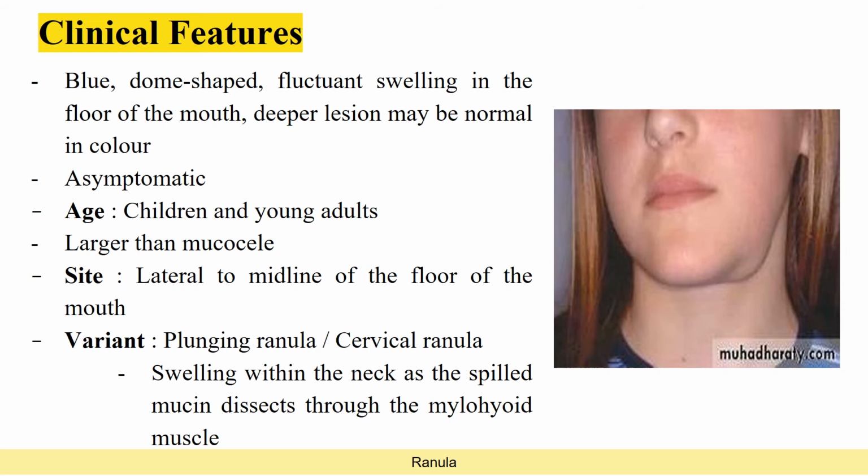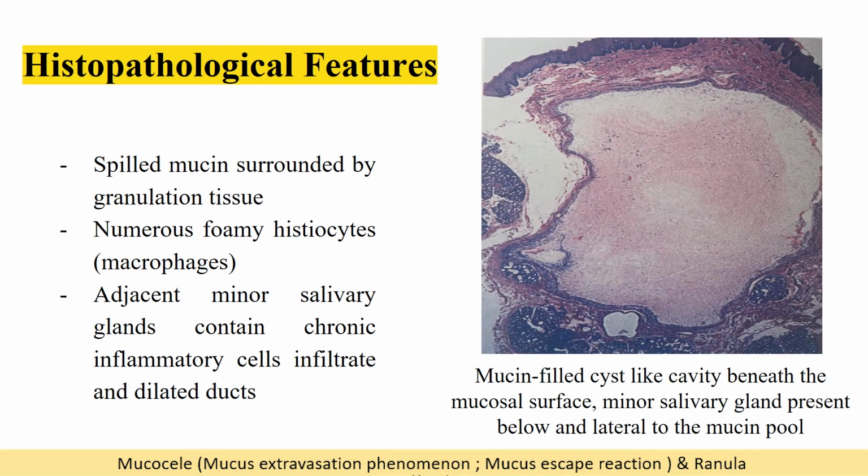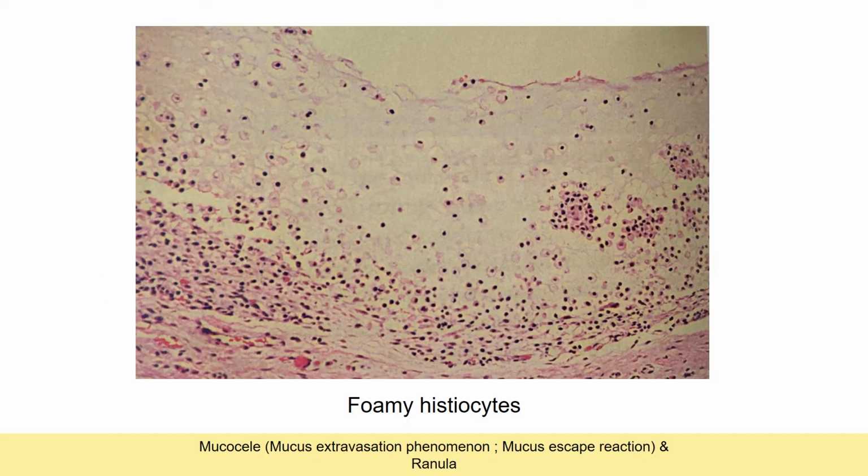The histopathological features of both mucocele and ranula are actually the same, in which there is spilled mucin surrounded by granulation tissue and the presence of numerous foamy histiocytes. An adjacent minor salivary gland will show chronic inflammatory cell infiltration and dilated ducts. On the right side, you can see a histopathological picture which shows that mucin fills a cyst-like cavity beneath the mucosal surface, and there are minor salivary glands present below and lateral to the mucin pool. In these histopathological pictures, you can see numerous foamy histiocytes.